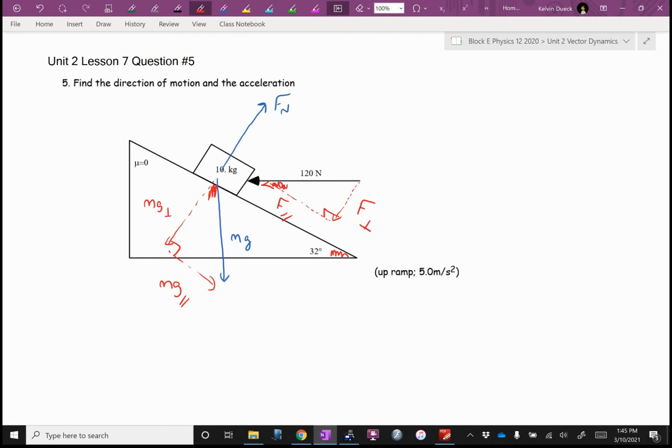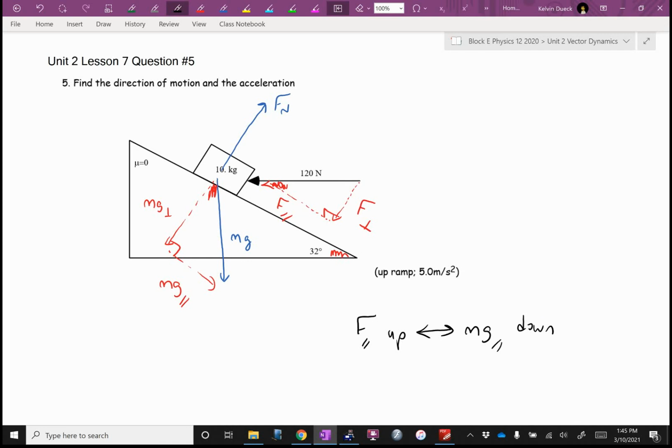Who's winning? I'm not sure, but the tug of war is between F parallel up the ramp and mg parallel down the ramp. So I'm going to quickly crunch those. Now mg parallel I got a shortcut for. mg, two lines, is sine. It's going to be 10 times 9.8 times the sine of 32.